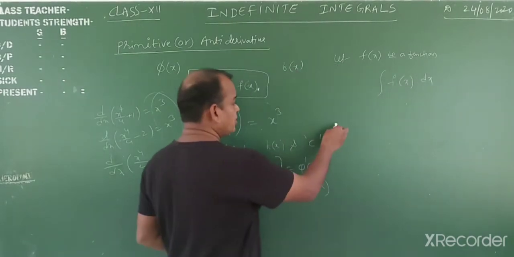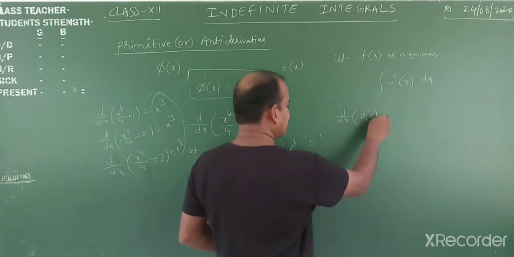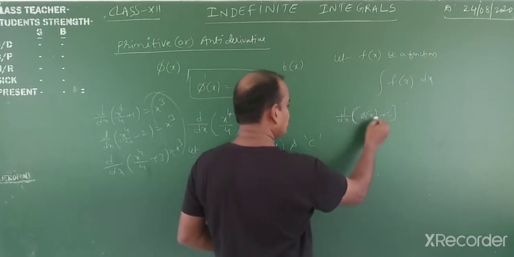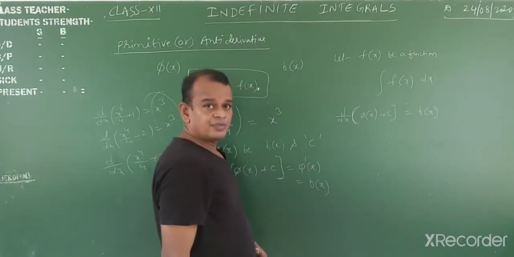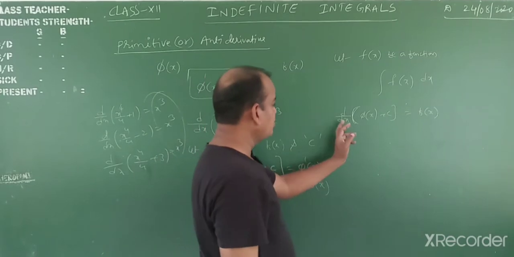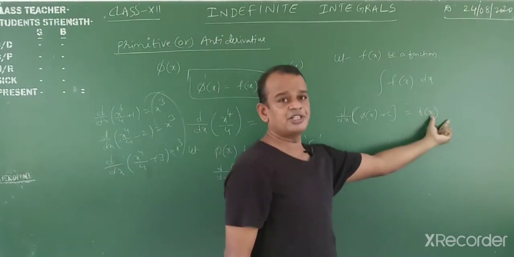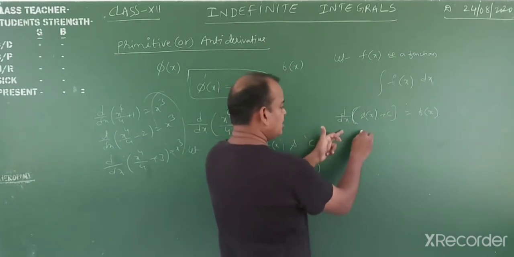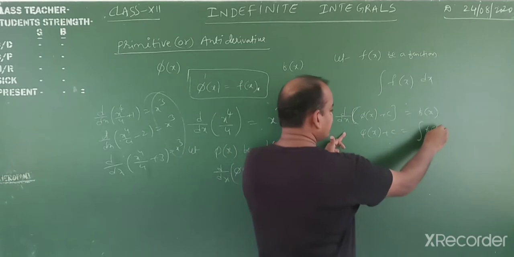How to write this one? Derivative of phi of x plus c. This is the primitive. This is nothing but f of x, you know very well. This is nothing but the derivative. Now derivative that side. What is this one? The family of all primitives is called integration. Now derivative that side: phi of x plus c is equal to the integral of f of x dx.